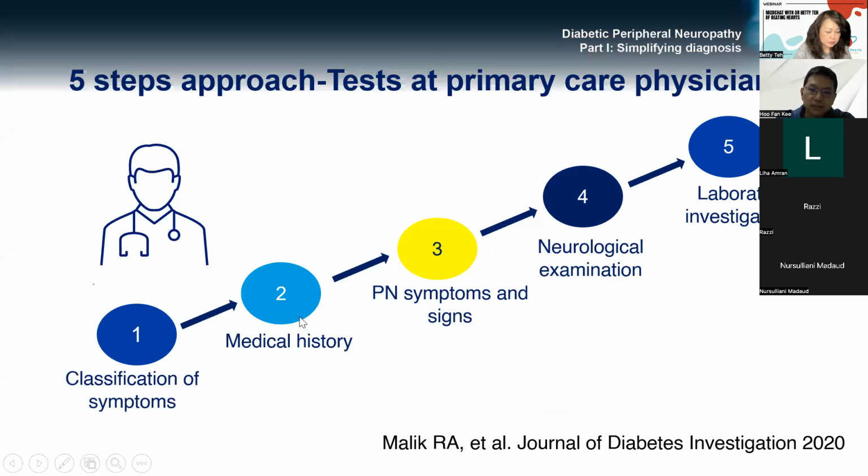Then we take a very thorough medical history, just like a medical student, as we learned from medical school. Then we classify the peripheral neuropathy signs and symptoms. Then we can do a quick neurological examination. Then we can subject the patient to blood tests or laboratory investigation. So very simple, five steps. We classify the symptoms, then we take the history, then we further elaborate or analyze the signs and symptoms, then we do a neurological examination, and we do laboratory investigations.